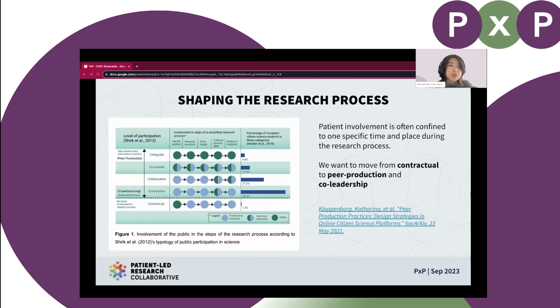So we want to move patient involvement from a more contractual model to a peer production and co-leadership model. And this language comes from this wonderful paper, Levels of Public Participation in Science from 2012. It describes how we can move from a more crowdsourcing, contributory patient involvement into a more peer production process, where patients are involved in the research questions, in the study design, in the collection and processing of data, and in analyzing and interpreting this data.